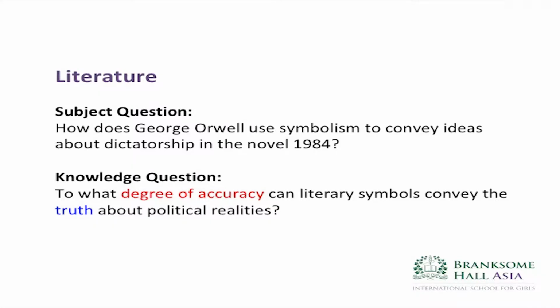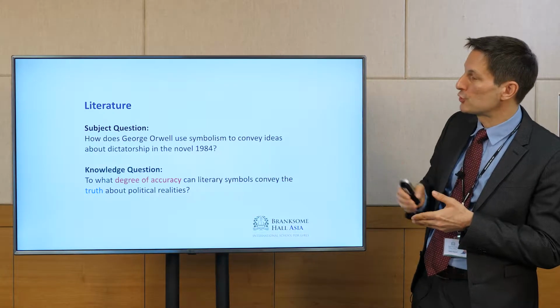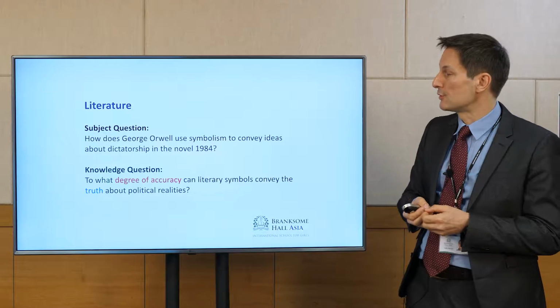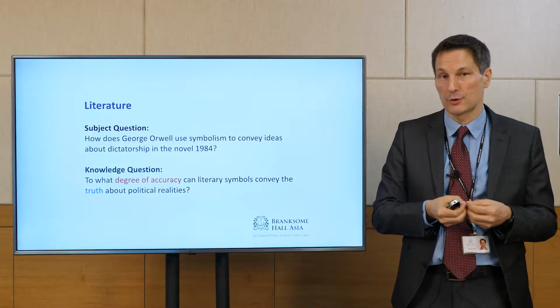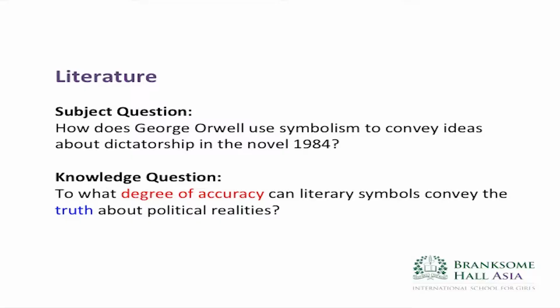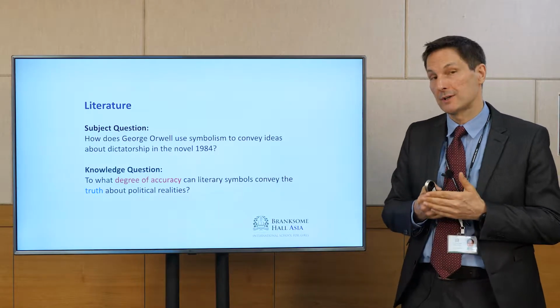Here's another example from literature. A good subject question would be, how does George Orwell use symbolism to convey ideas about dictatorship in the novel 1984? But a good knowledge question would be, to what degree of accuracy can literary symbols convey the truth about political realities?